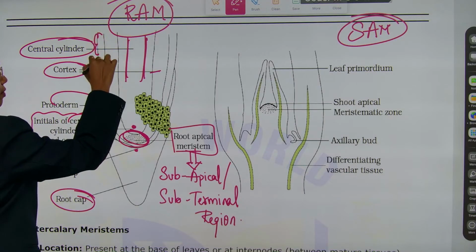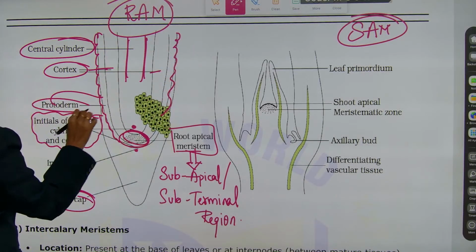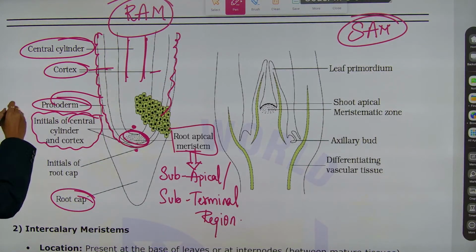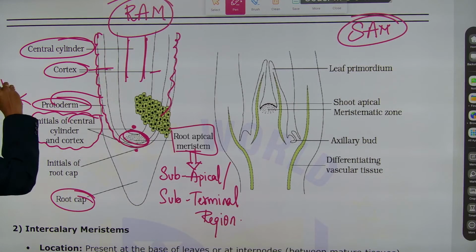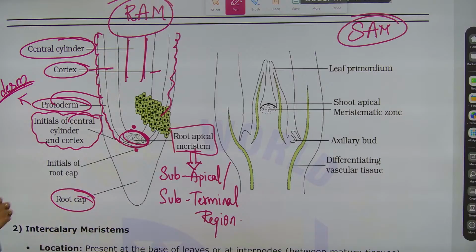At the peripheral end, you can observe the protoderm. Protoderm later matures to the epiderm. And here you can see the initials of the root cap, which will develop the root cap.